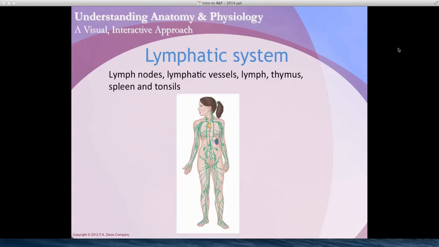The lymphatic system is a system that a lot of people aren't really familiar with. It consists of our lymph nodes, our lymphatic vessels, lymph, which is a fluid, the thymus, the spleen, and the tonsils. Their primary job within our body is to play a vital role in fluid balance and production of immune cells. So they play a great role in our immunity, and they help us regulate our fluid, because they can pick up excessive fluid throughout our body and get it back into our vascular system.